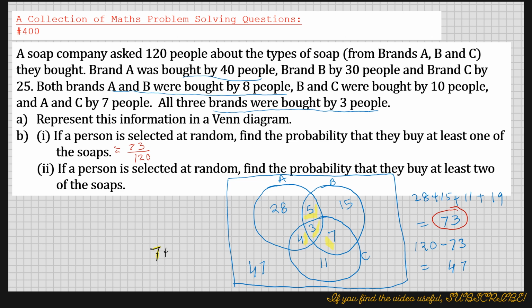So 7 plus 4 plus 3 plus 5, and that is 11, plus 3, 14, and 5 is 19. So the probability that the person selected at random would buy at least two of the soaps would be equal to 19 out of 120. So that's the answer. Quite simple, but it's a big question.